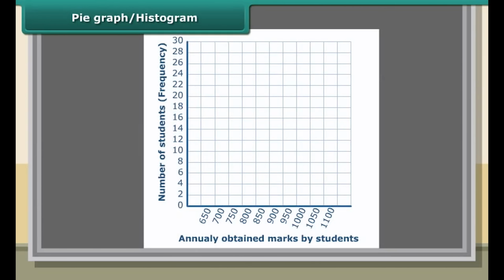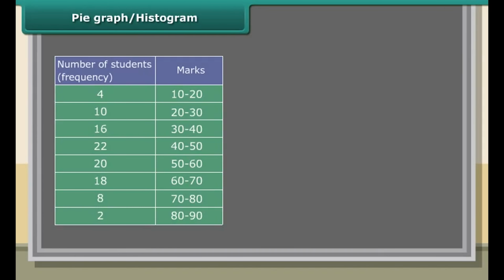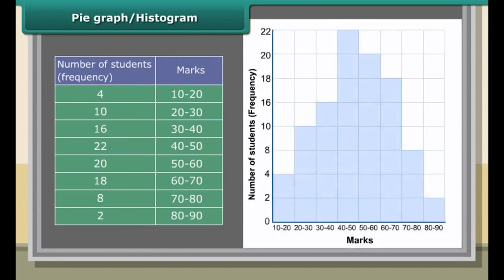Histogram. A histogram is a graphical representation of a frequency distribution in the form of rectangles with class intervals as bases and heights proportional to corresponding frequencies such that there is no gap between any 2 successive rectangles. The following table gives the marks scored by 100 students in an entrance examination.